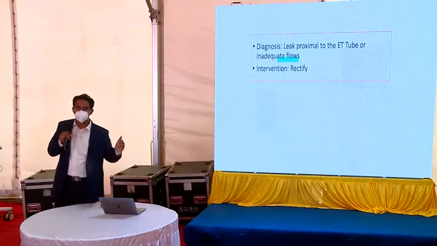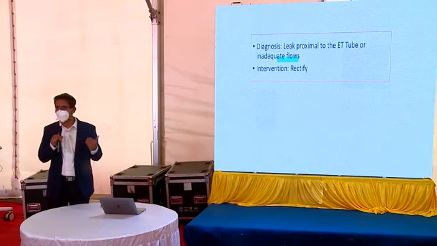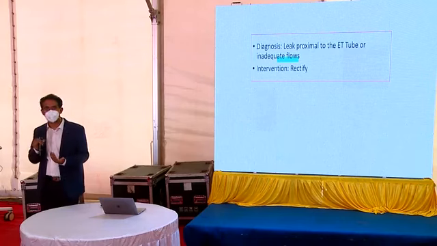So the history said that probably someone meddled with the circuit near the humidifier, and then the alarms and the graphics are all suggestive of a leak proximal to the endotracheal tube.